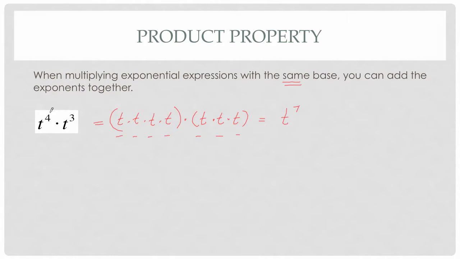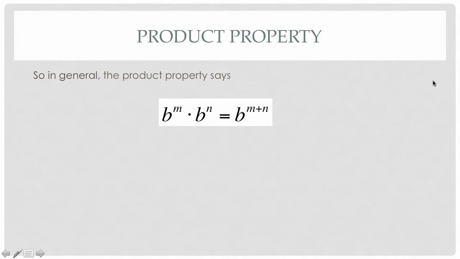And you can see how we add the exponents. 4 t's multiplied by 3 more t's equals 7 t's all multiplied together. So we can add the exponents if you have the same base. That is the product property, the first one we're going to get into. In general, the product property says if you have any base to some power times the same base to any other power, we can rewrite it as one base, the same base, but to the m plus n power. We can add the exponents.